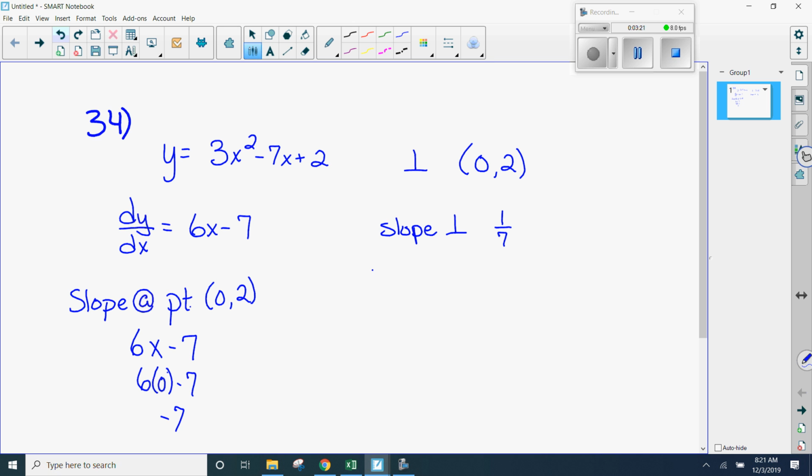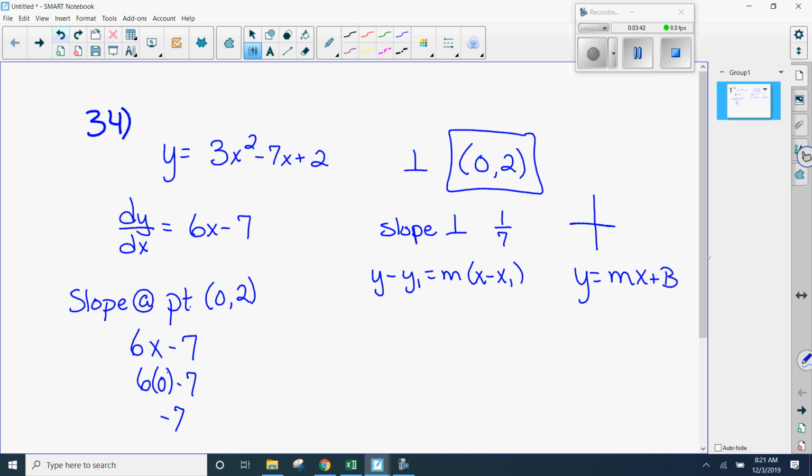Well, there's two different ways. You could look at it as this: y minus y sub 1 equals m times x minus x sub 1. Or you could think of y equals mx plus b. What do you notice about that point right there? If you were to plot 0, 2, where is it? Y-axis. So it's right there. It is the y-intercept. So you could just say your equation for your line is y equals 1/7 x, and the y-intercept is positive 2, and there's your equation for your line.